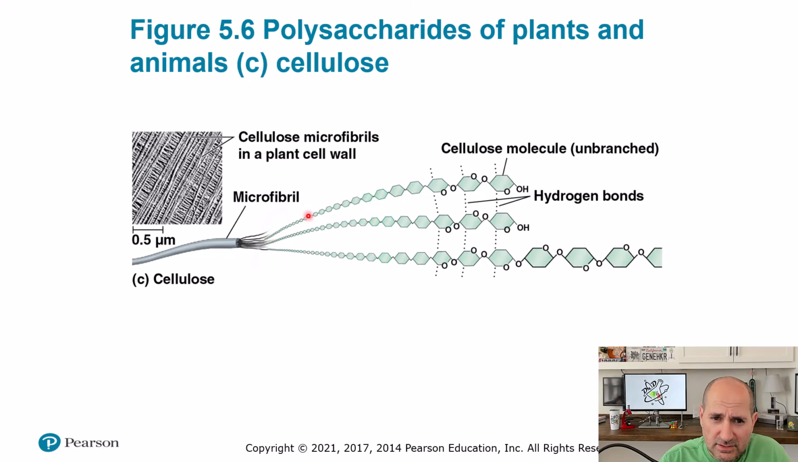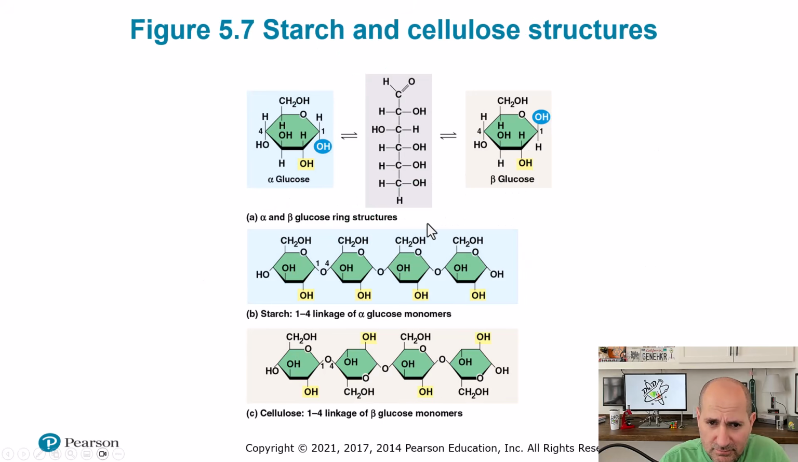And you see, look, it looks flat, right? The cellulose is flat and it forms hydrogen bonds. And here's something important to remember. You should know that the alpha glucose isomer is used to make starch and glycogen, while the beta glucose isomer is used in the making of cellulose.